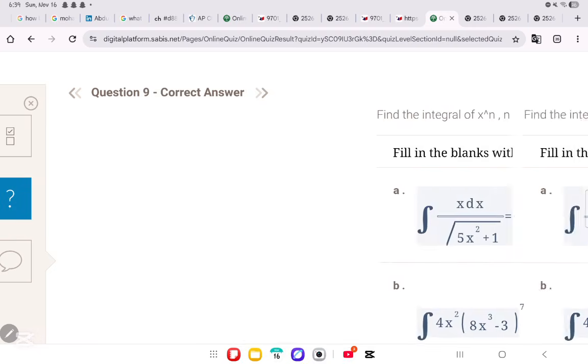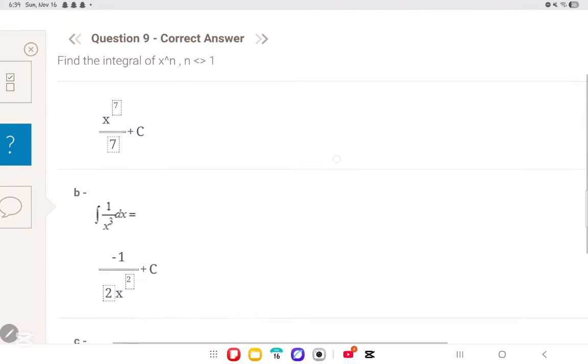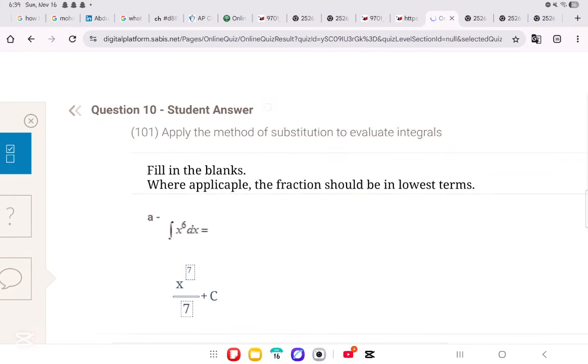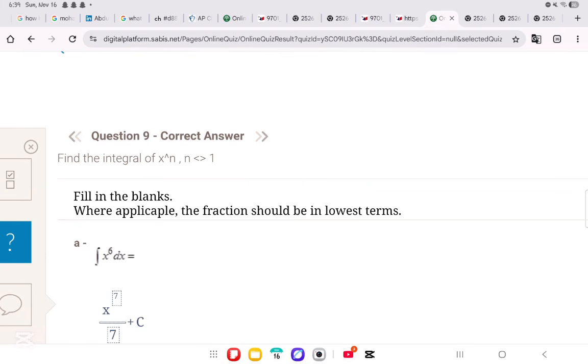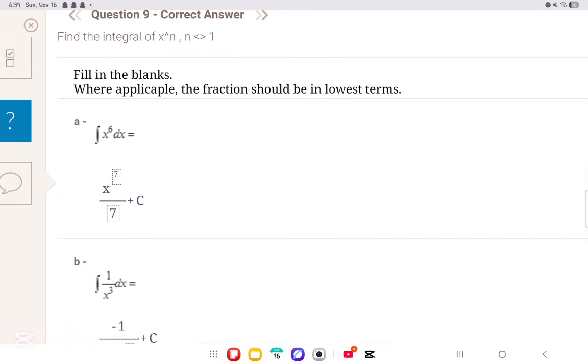Now for question number 9. Okay, we finished 10. Yalla, 2 more questions and then we finish. Fill in the blanks where applicable. The fraction should be in lowest terms.